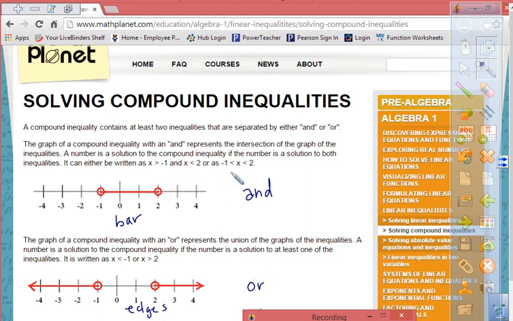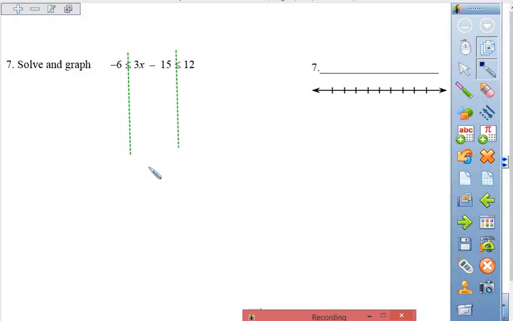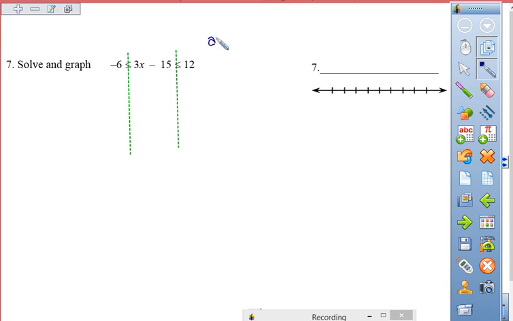So a compound inequality would look something like this, and an or would look something like that. So this would be what an and looks like, and this would be what an or looks like. An or has 2 parts, and an and has a strand, a big long strand. So now when I'm solving my inequality, this is compound, so is this an and or an or? This is an and.